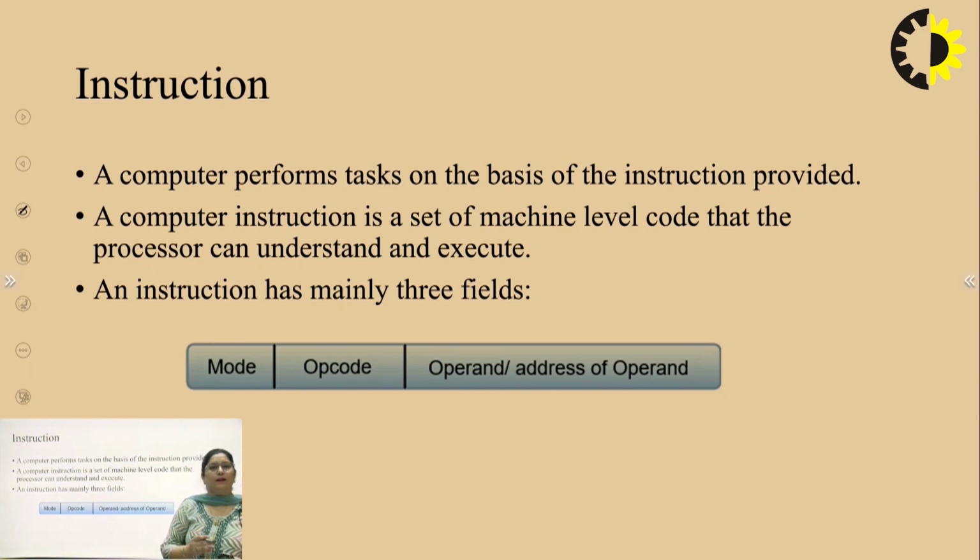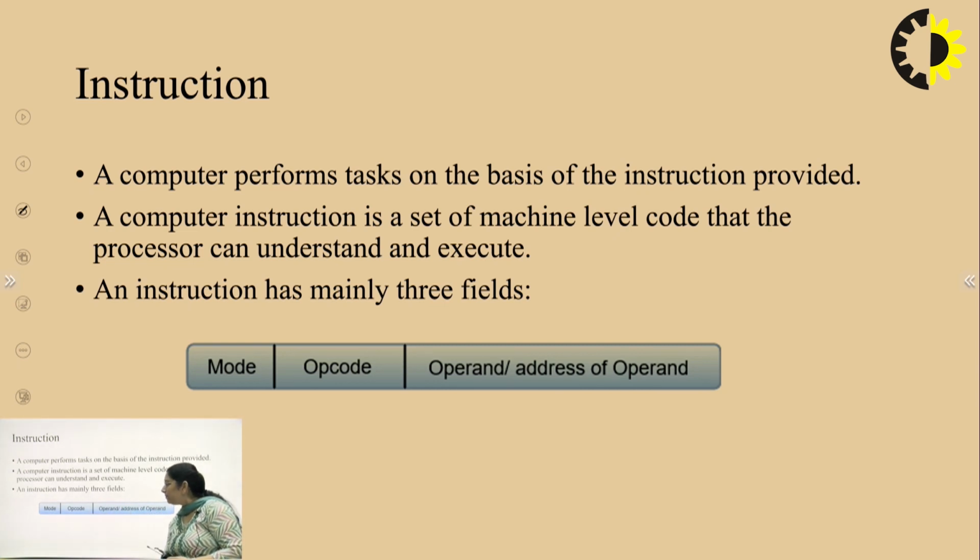Before discussing these addressing modes, we need to understand the instruction. The computer performs everything in programs, and a program is a set of instructions. An instruction is basically a machine level code that tells the processor what to perform. An instruction basically has three fields: a mode, opcode, and the address.